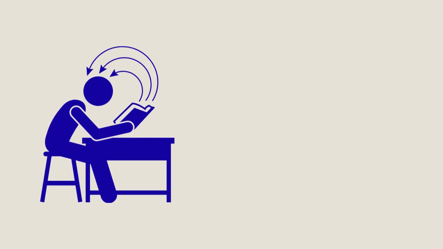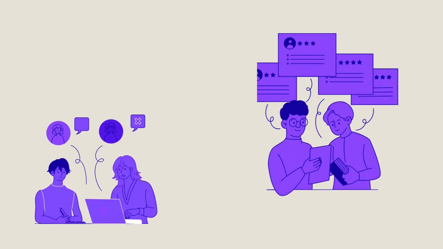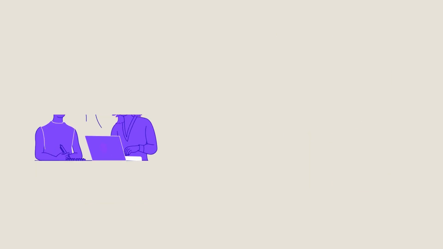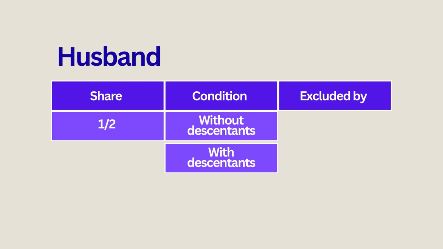This pairing makes them much easier to memorize and understand because you see how each counterpart functions in relation to the other. Alright, now let's go through each of them: their shares, their conditions, and who can exclude or reduce them. 1. The husband. When the deceased leaves no descendants, no children or grandchildren, the husband receives one half of the estate. But if there are descendants, his share is reduced to one fourth.